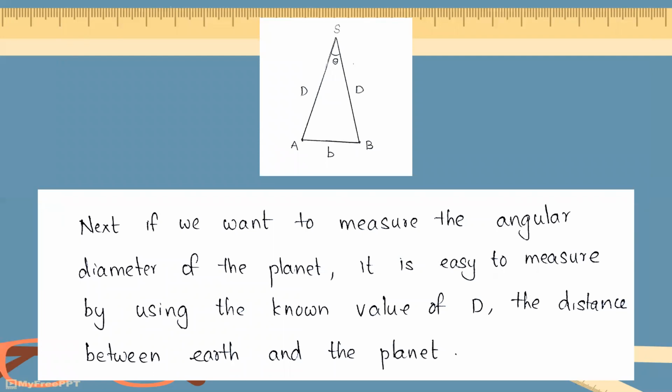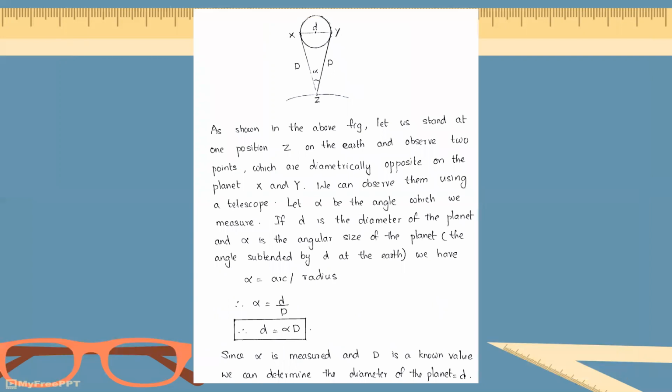So now if you want to find the diameter of a planet, it is very easy to measure by using the known value of capital D, the distance between Earth and the planet. Already we found, just now we found capital D. Now, how to find the diameter of a planet?